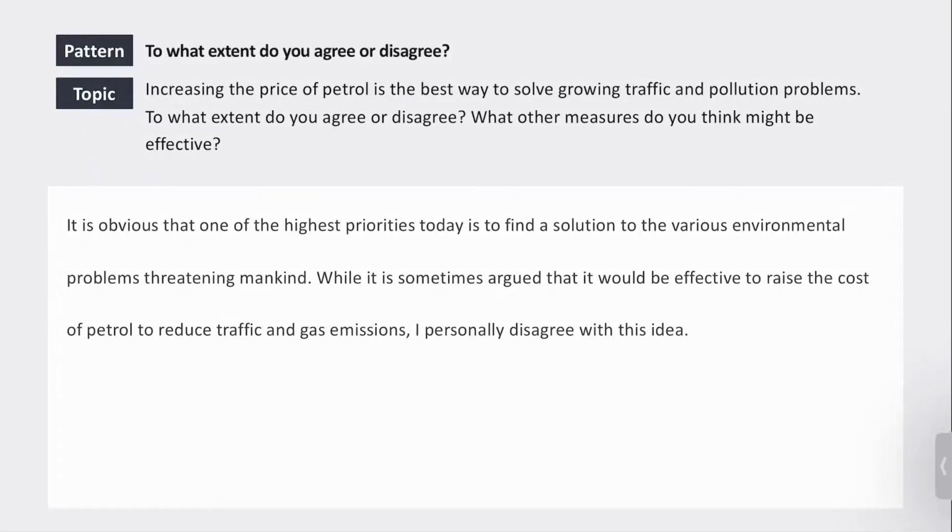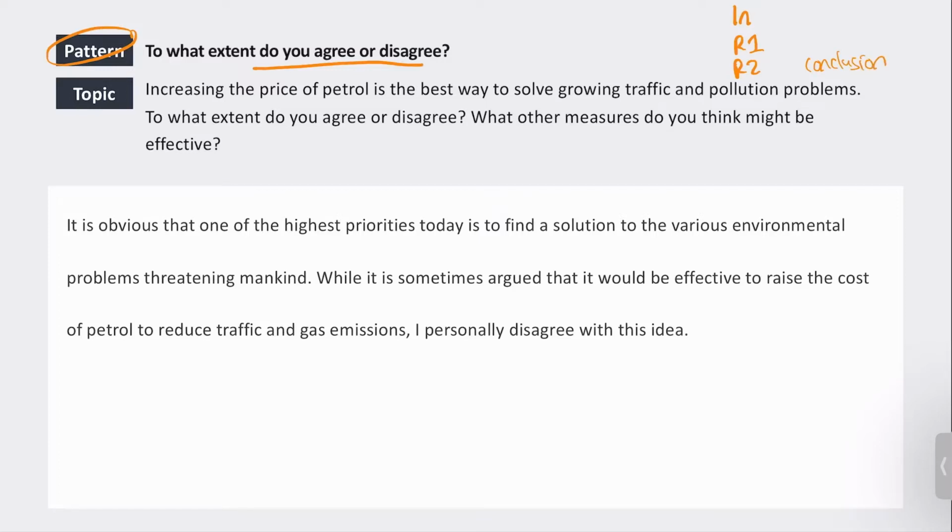Okay, so we're starting with an IELTS task 2, and our pattern is "to what extent do you agree or disagree?" Okay, so it's an argumentative essay style, and so you want to have your introduction, reason 1 that you agree or disagree, reason 2 that you agree or disagree, and then your conclusion. Okay, so that's the easiest way to do it.